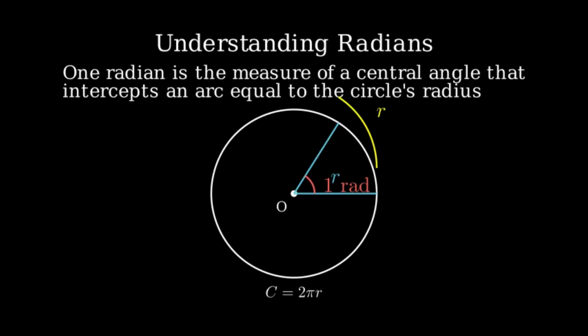We know that the circumference of a circle is 2 pi times the radius. Therefore, if we keep laying the radius along the circumference, we'll need 2 pi copies to go all the way around. This means that a full circle measures 2 pi radians.